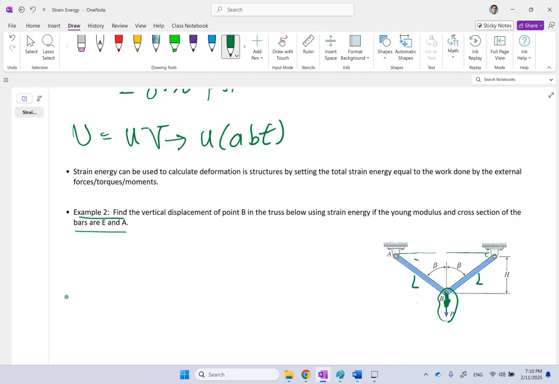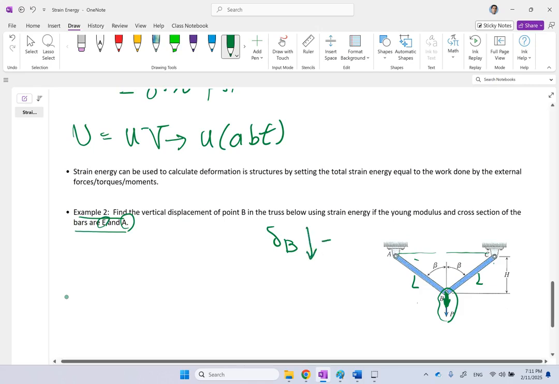Consider this material to be made from something with Young modulus of E, and consider the cross-section to be A. So we don't give any specific material or anything. This is completely parametric. But if the geometry is given, if the material and cross-section are given, if the loading is given, we want to find the displacement of point B, which is going to be downward in this case, of course. The question is, how much is this?